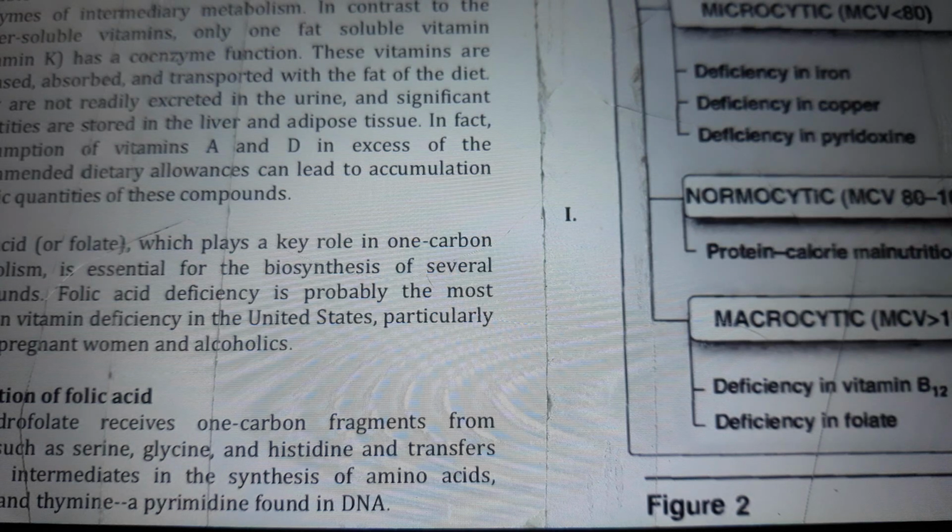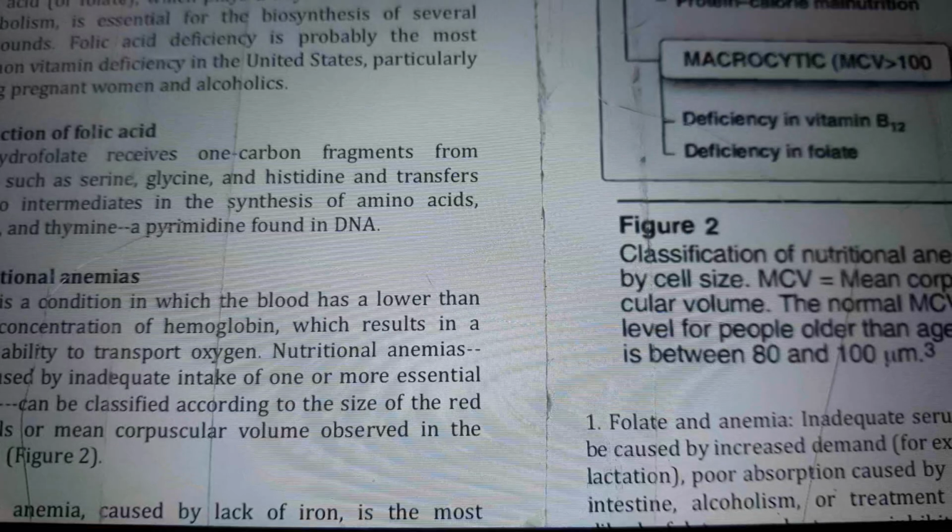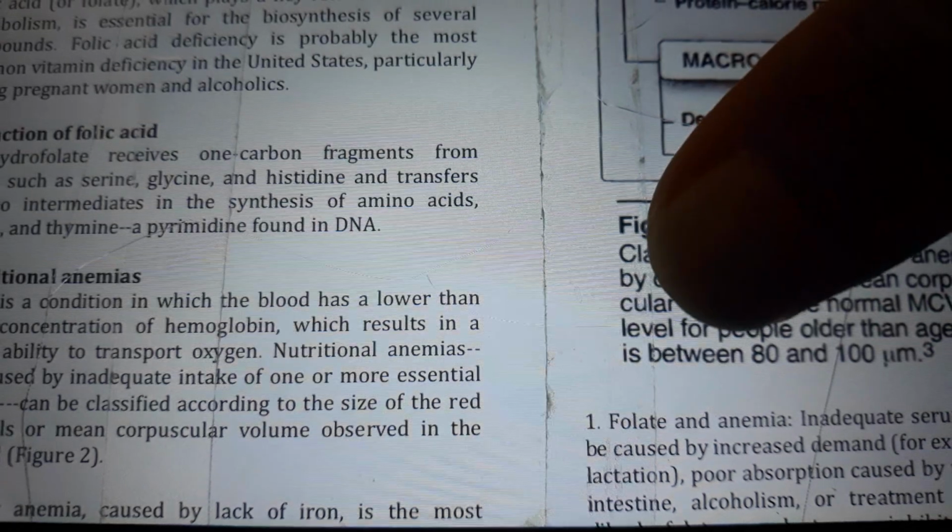In fact, consumption of vitamins A and D in excess of the recommended dietary allowances can lead to accumulation of toxic quantities of these compounds. Folic acid or folate, which plays a key role in one-carbon metabolism, is essential for the biosynthesis of several compounds. Folic acid deficiency is probably the most common vitamin deficiency in the United States, particularly among pregnant women and alcoholics.